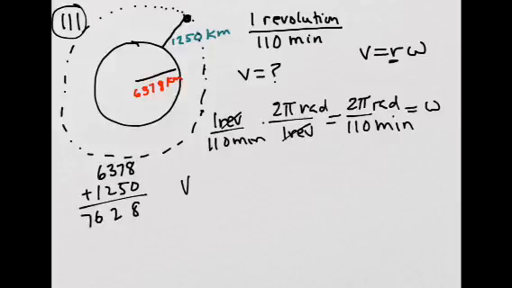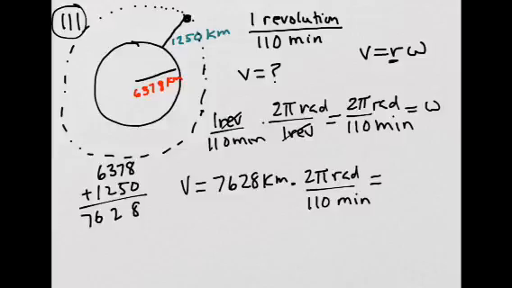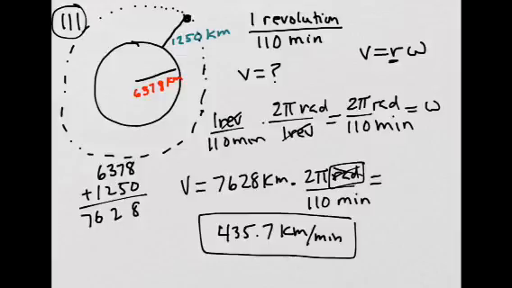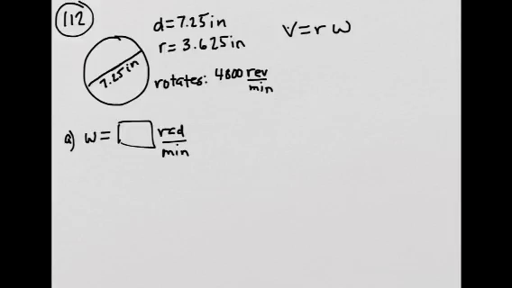So velocity is the radius, and it's in kilometers. And then the omega is 2 pi radians over 110 minutes. And remember, radians is a unitless number, so this one is not going to show up in the final answer. So you multiply 7,628 times 2 pi divided by 110. It didn't ask us for a specific unit, so we're going to leave it at that, 435 kilometers per minute.